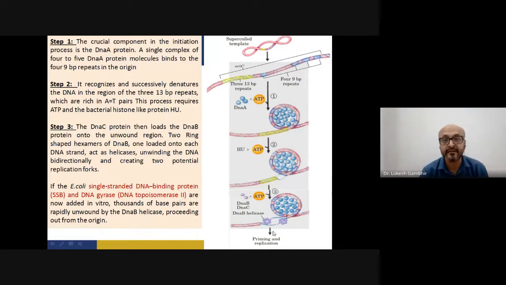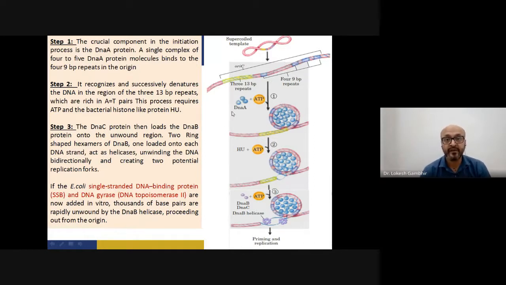Then these single strands are required to be stabilized so that they do not anneal to one another. That is provided, again, by single strand binding proteins. And the torsional stress is removed by topoisomerase, which is recruited at the later stages. So what is the chronology?